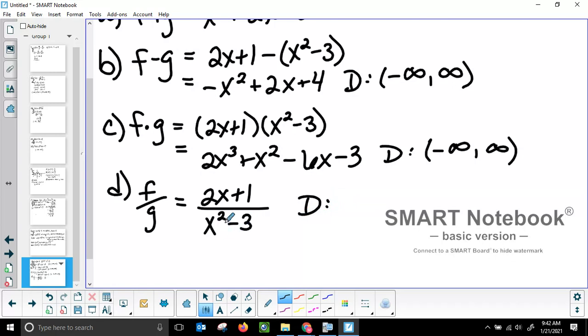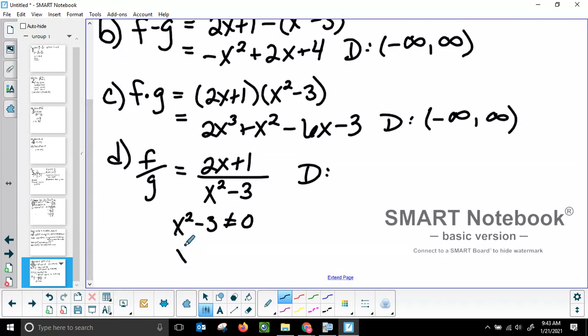All right, well, we know that this cannot equal 0, so x squared minus 3 cannot equal 0. Since there's no b term, I don't have to factor here. I can just use square roots, right? So x squared is equal to 3. So x is equal to plus or minus the square root of 3. Remember, when you take the square root, you need the plus or minus.